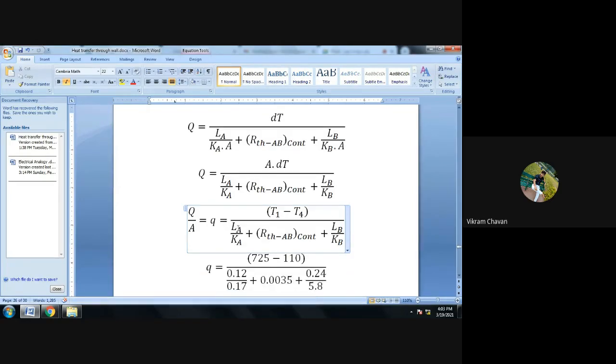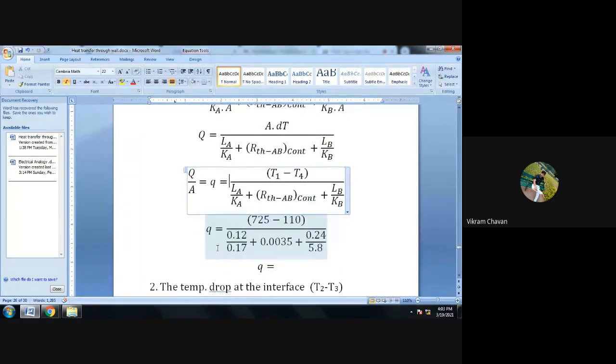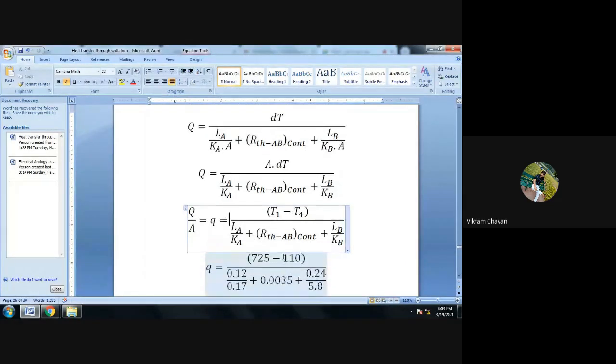Okay, so now just put in the values T1, T4, L suffix A, K suffix A, L suffix B, K suffix B, and R_TH AB contact, and find out the heat transfer rate per unit area, or heat flux. Do the calculation, everyone, and put your answer in the chat box.